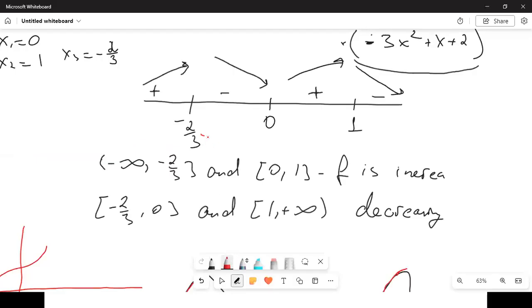So here we have local maximum, local minimum, and local maximum again.